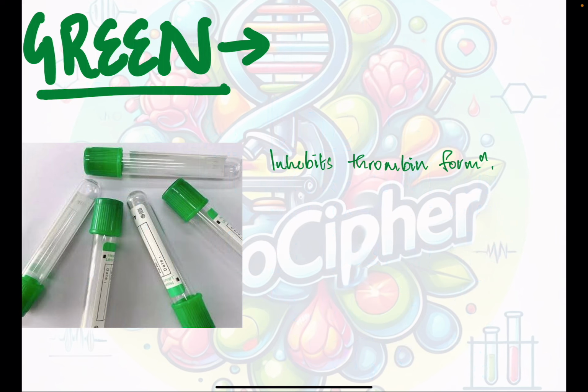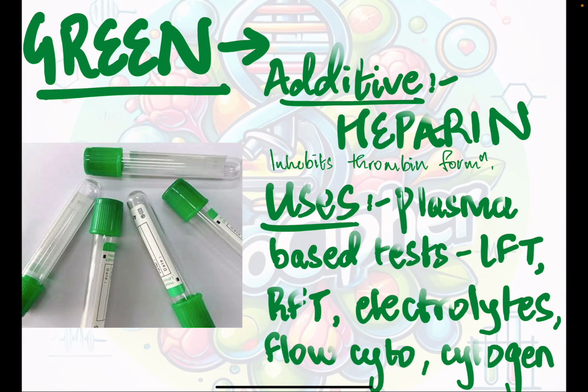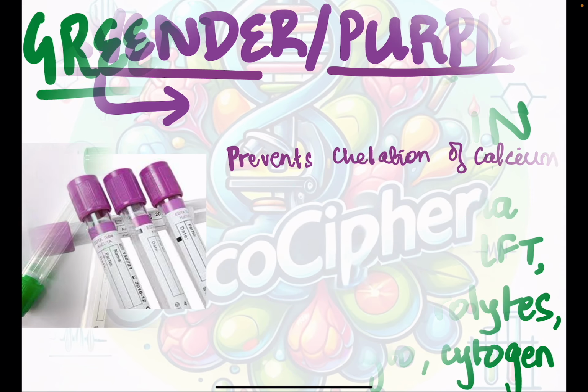The next one is a green colored bulb in which the additive is yet another anticoagulant, which is heparin, which inhibits thrombin formation, hence avoiding the clotting of the blood. It is used for plasma based tests such as liver function test, renal function test, electrolytes, flow cytometry, and cytogenetics.